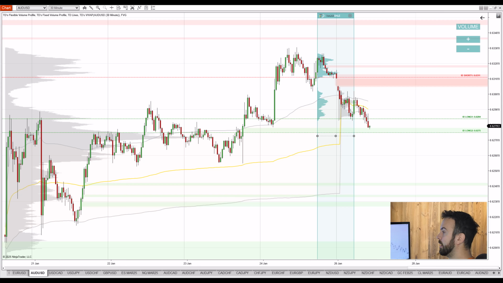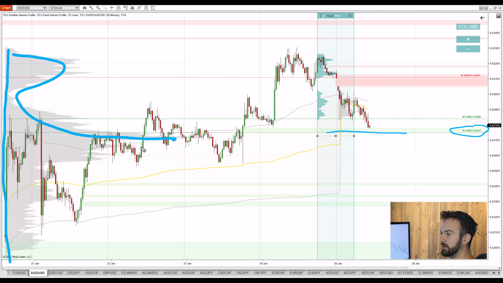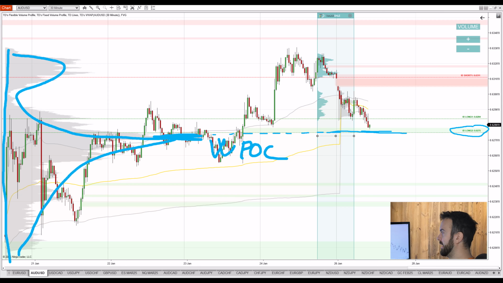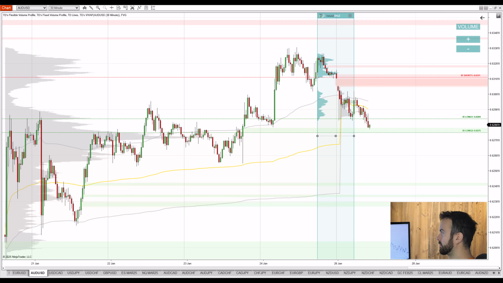And, oh, by the way, there's also a long level. Price is pretty close to that level right here, 0.6275. If you look at the weekly profile, this cumulative profile right here, then you can see that there is the weekly point of control, and the level is based on that, right? Based on the weekly point of control, based on the strong buying activity commencing from that weekly point of control.